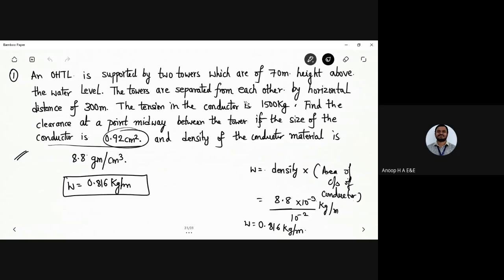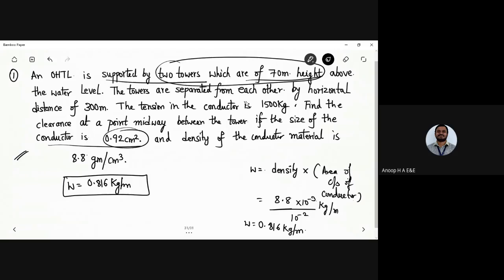We were having our discussion with this numerical problem related to sag at unequal levels. You have an overhead transmission line which is supported by two towers of 70-meter height, that is, the equal tower height that we have.